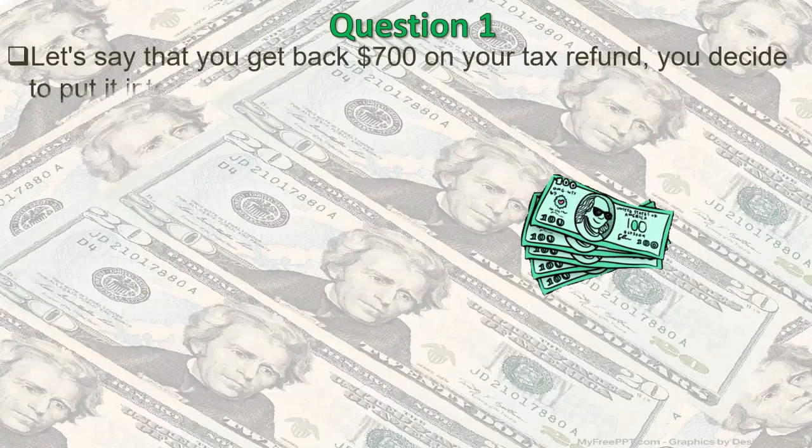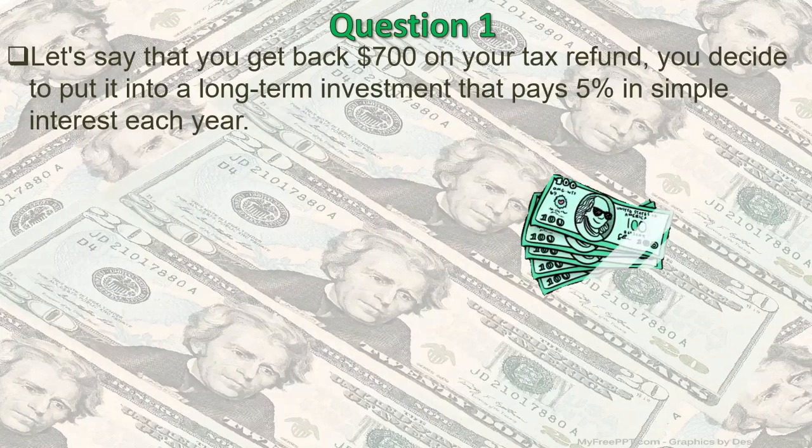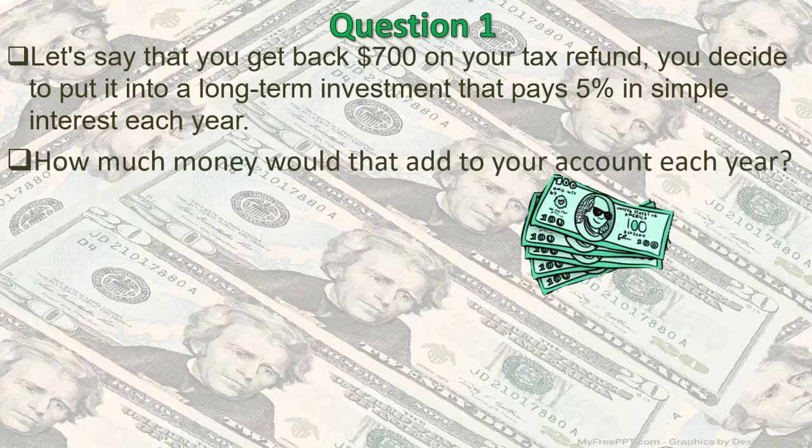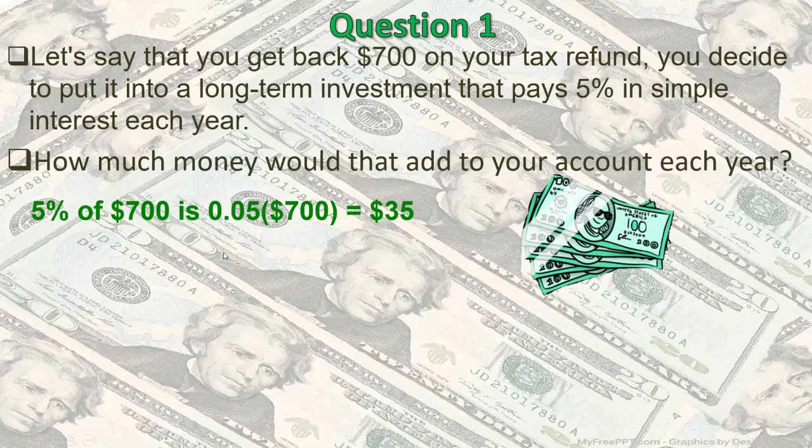Question 1. Let's say you get back $700 on your tax refund. You decide to put it into a long-term investment that pays 5% simple interest each year. How much money would that add to your account each year? Well, for the first year, 5% of $700 is 0.05 times $700, which is $35. Again, notice how we took the percent and put it into decimal form.